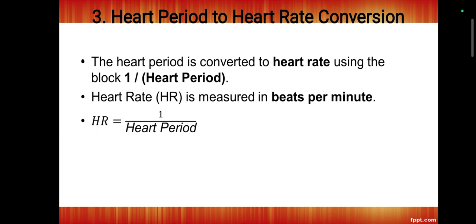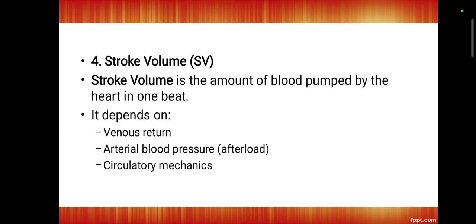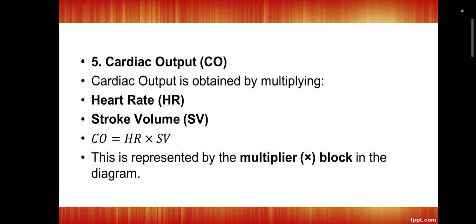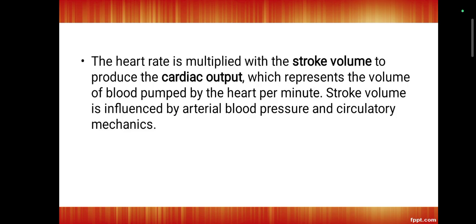Here stroke volume SV is calculated, which depends on venous return, arterial blood pressure and circulatory mechanics. Cardiac output CO can be obtained by multiplying heart rate with SV, that is stroke volume. So cardiac output CO is equal to HR into SV. This heart rate is multiplied with stroke volume to produce the cardiac output, which represents the volume of blood pumped by the heart per minute.